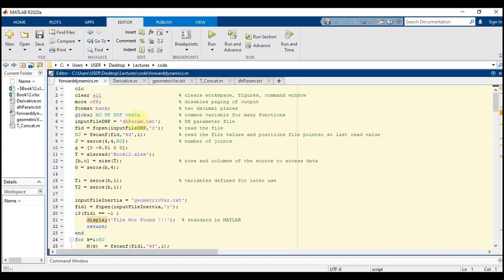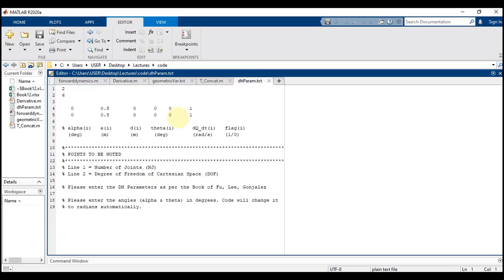We are reading the file dhparam.txt, which actually has the DH parameters of the two link. So this is the DH parameter: alpha, a, d, theta, dq by dt, and flag. This flag is 1 for revolute joint and it is 0 for prismatic joint. Though we have given theta and dq by dt to be zeros here, we have actually considered those values, which is discussed in the program later.